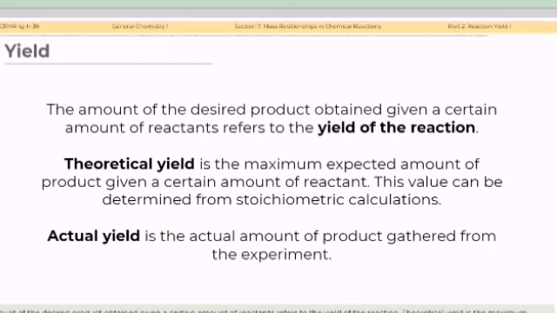Theoretical yield is the maximum expected amount of product given a certain amount of reactant. This value can be determined from stoichiometric calculations. Actual yield is the actual amount of product gathered from the experiment.